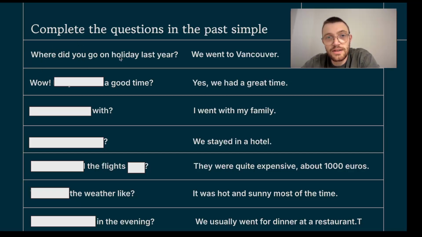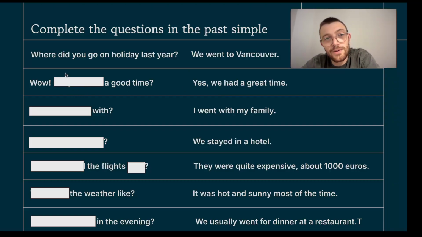Where did you go? Now, we know that it has to be where, because in the answer, it gives us a place. It says Vancouver, place in Canada. You could say, did you go on holiday last year? That is a perfectly acceptable question. But the answer would just be yes. It would not have a place in it. Yeah, okay. Now, they are asking a second question. Wow, a good time. Yes, we had a great time.